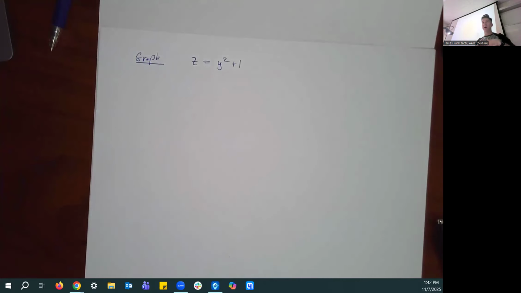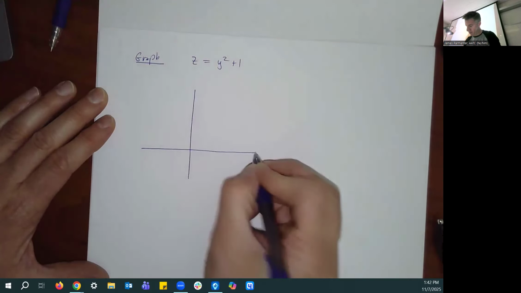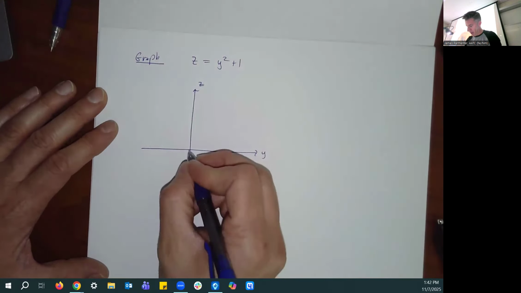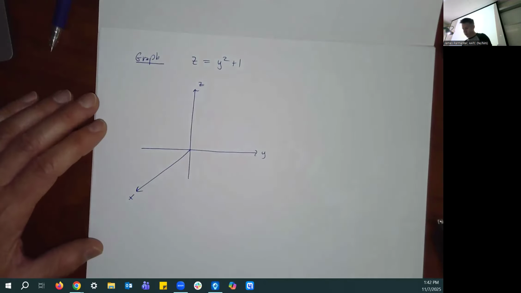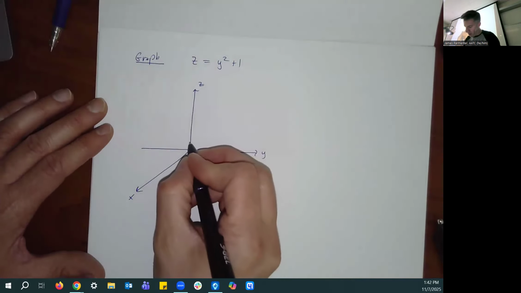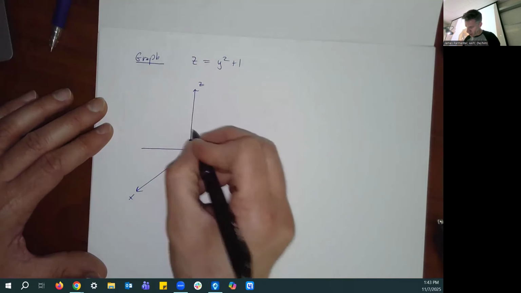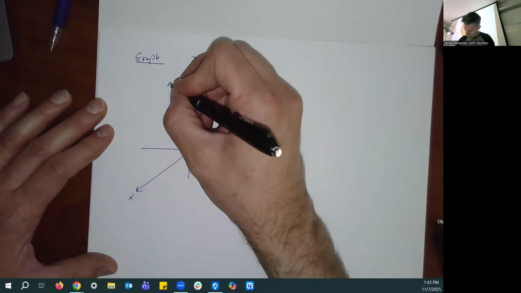So we're first just going to draw the graph as typical. Here's my y, here's my z, and here's my x. We're going to graph z equals y squared plus 1. So it's your usual parabola shifted up 1. I've got the point (0, 1), and I can do one more here. I'll try to make it look nice. It's going to look like this.